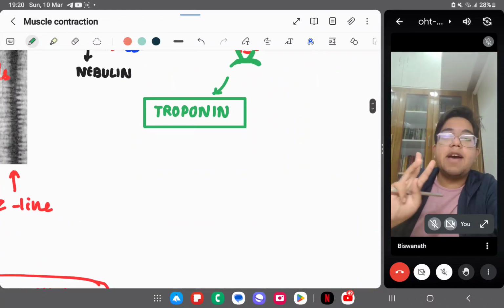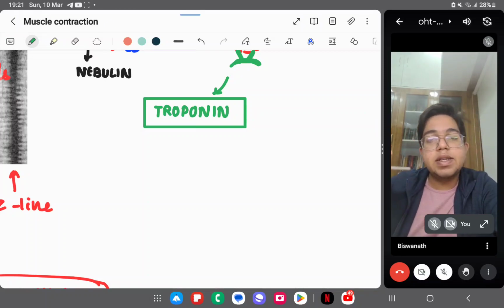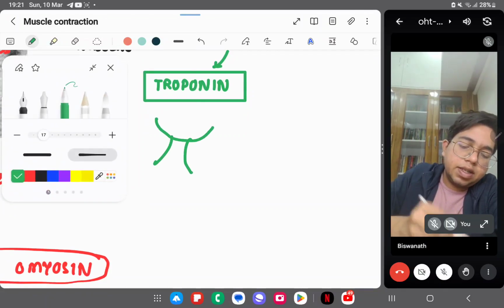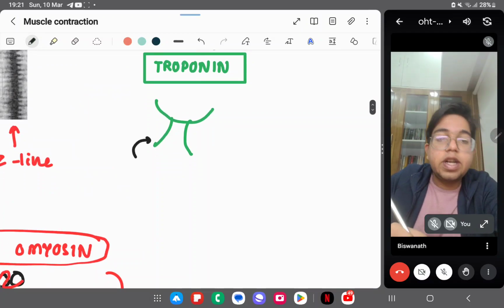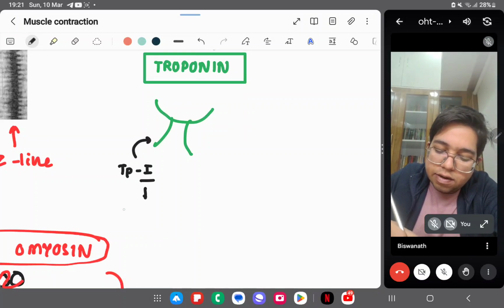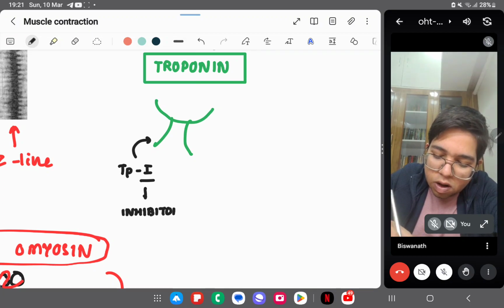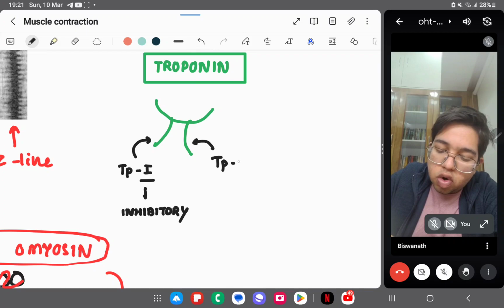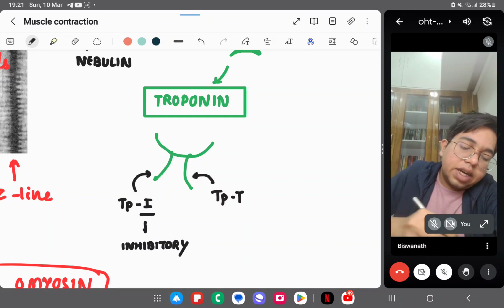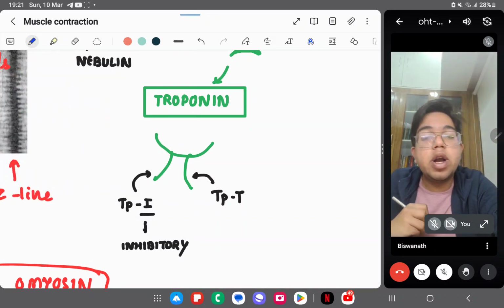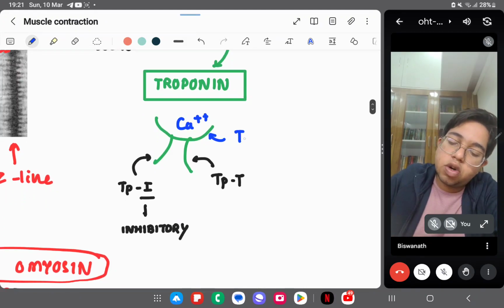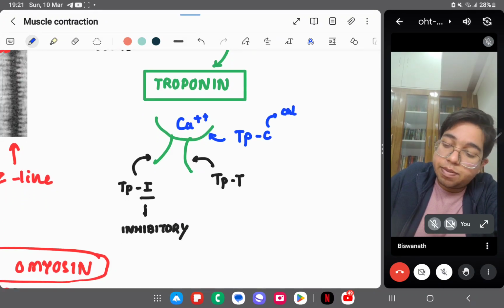So troponin will have three parts: TPI, TPT, and TPC. This is a schematic structure. This part will be called troponin I, TPI, where I stands for inhibitory. This part will be called troponin T. And this cleft-like part will be binding to an important element, calcium, and initiate the muscle contraction. This is called troponin C. C stands for calcium.